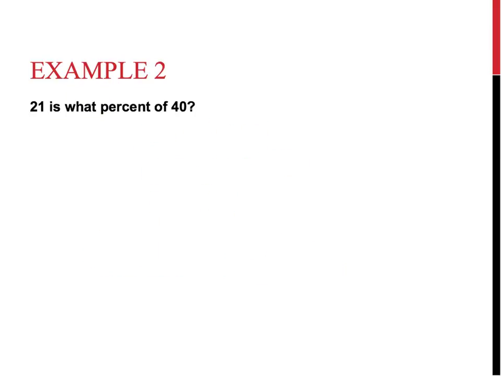It says 21 is what percent? We don't know the percent. 21 is, that's our part, of is our whole. Use that equation. Part equals percent times whole. We know the part is 21 equals, we don't know the percent, so we're going to use an n times the whole, which is 40.